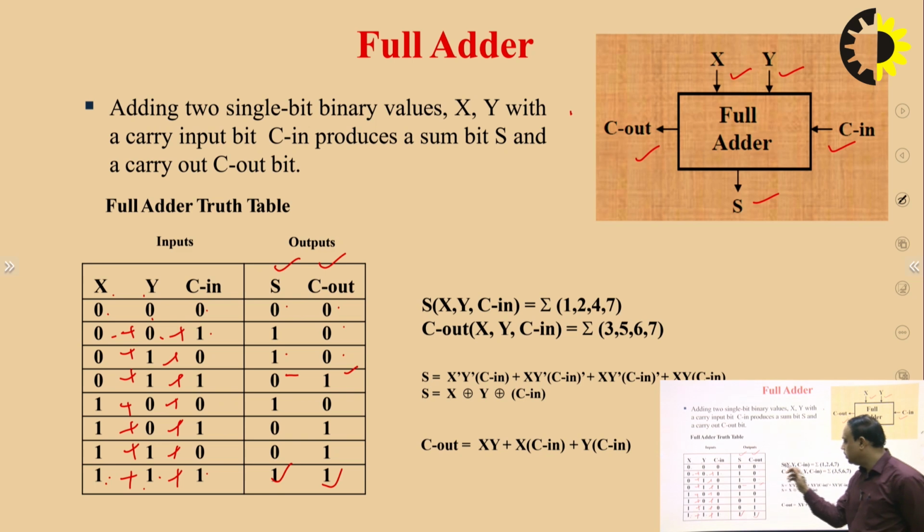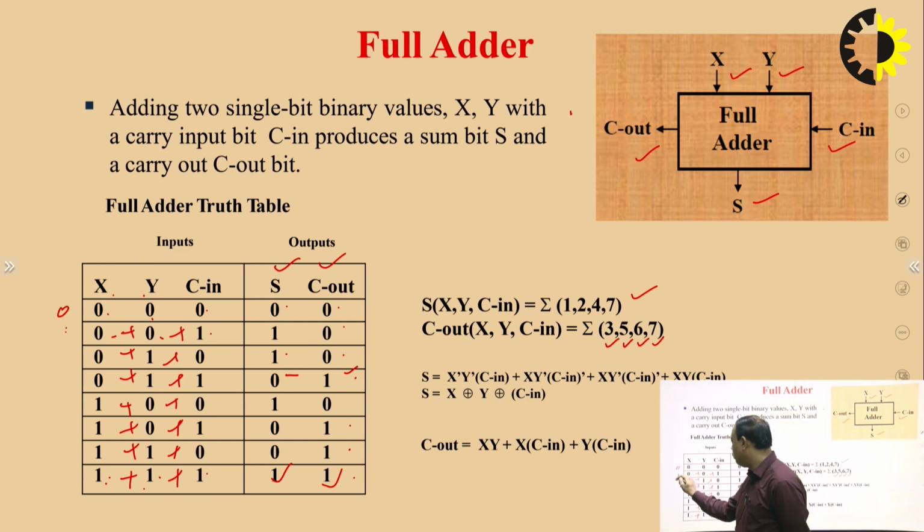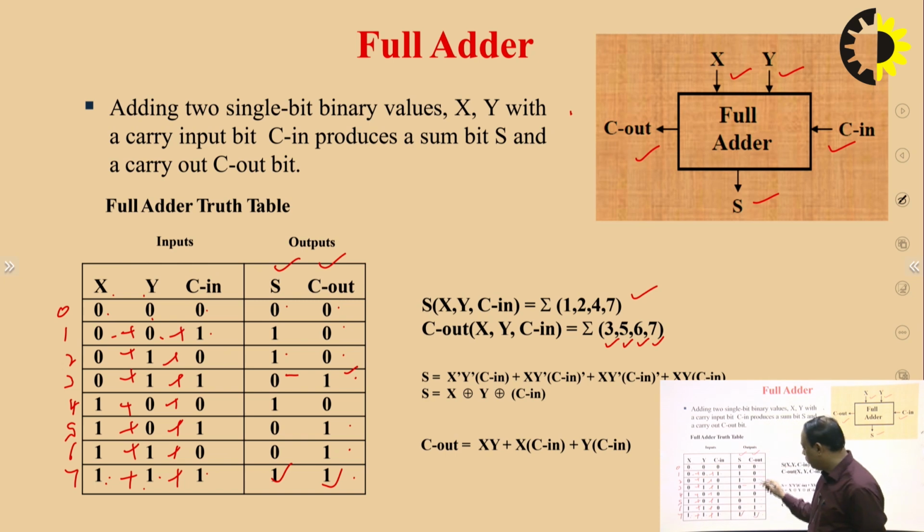Now for the sum, we have the minterms 1, 2, 4 and 7, and for the carry we have 3, 5, 6 and 7. If we number the rows 0, 1, 2, 3, 4, 5, 6 and 7, we have 3, 5, 6 and 7 for the carry out.